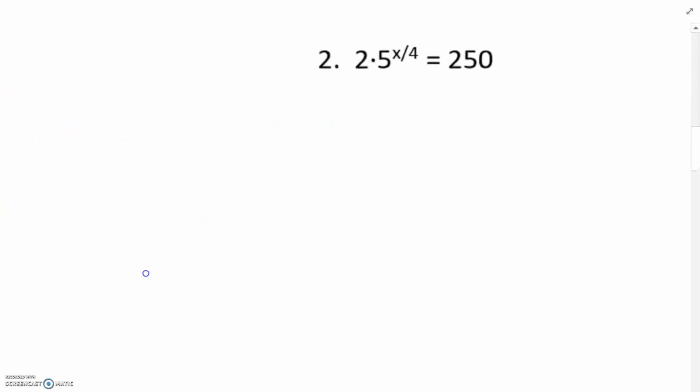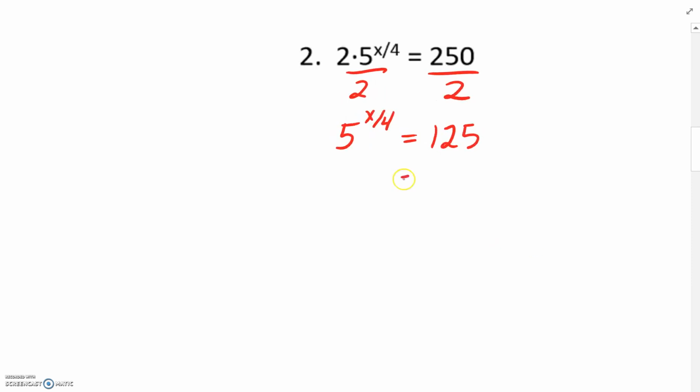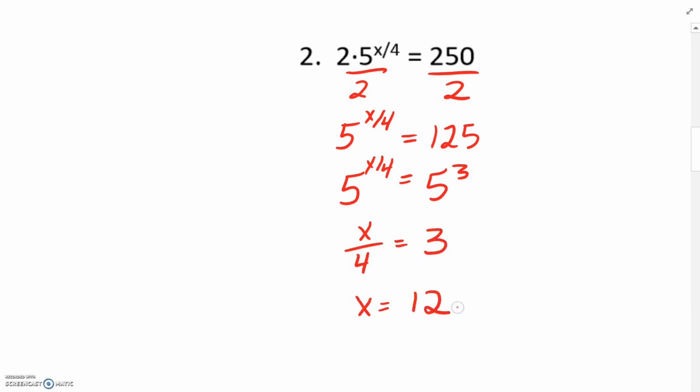Okay, and then next, over here on number 2, notice on this one, the slight difference is that we've got a coefficient here in front of the base of this exponent. So we want to start by actually dividing both sides by that. So that gives us 5 to the x over 4 power equals, and 250 divided by 2 is 125. Then we know that 125 is 5 to the 3rd power. Now we have the same base on both sides, so by the one-to-one property, the exponents are equal, and you get x to be 12.